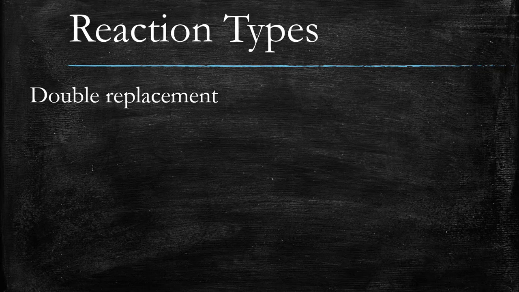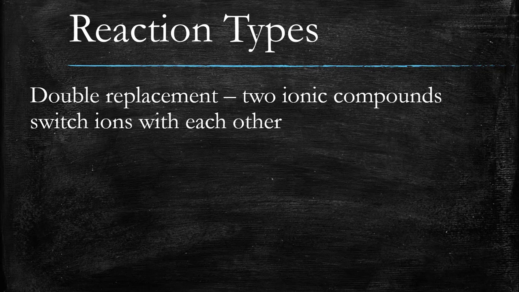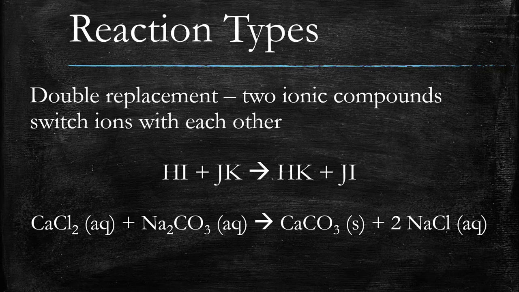In a double replacement reaction, 2 ionic compounds switch ions with each other, becoming 2 new ionic compounds. Here is the generic form, HI and JK, and the H and the J swap positions, the cations, and you get HK plus JI. Here, calcium chloride, which is aqueous, and sodium carbonate, which is aqueous, becomes calcium carbonate, which is a solid, and sodium chloride, which will be aqueous.